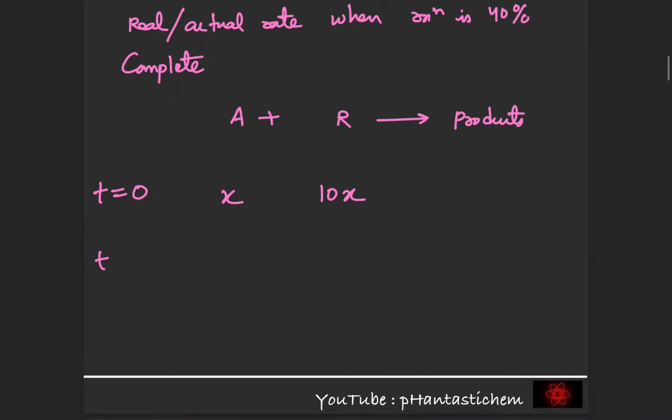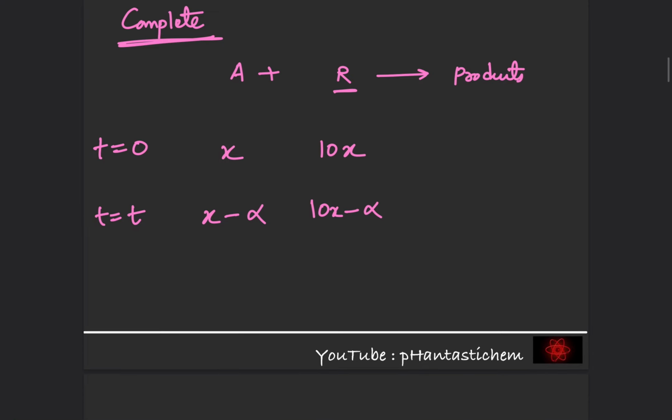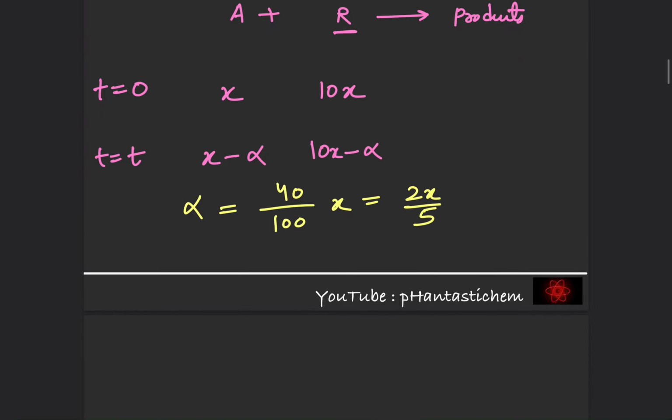So after some time t, obviously, some amount will be gone. That is, let's say that is alpha. So we'll be left with x minus alpha. And the amount of R that will be left is 10x minus alpha, since both of their molar concentration is 1. Okay. And it is given to us that the reaction is 40% complete. So therefore, alpha is 40 by 100 of x, that is 2x by 5. So the concentration of A left will be x minus 2x by 5. The concentration of R left will be 10x minus 2x by 5.